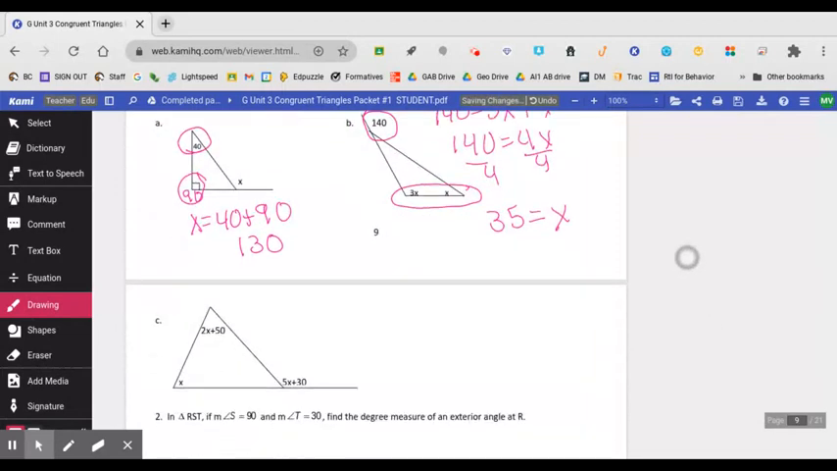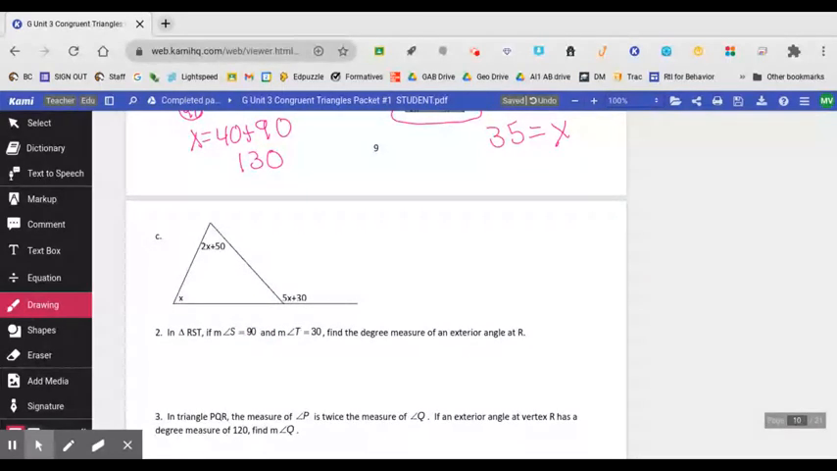So example C, our exterior angle is equal to the sum of the remote interior angles. It's equal to the sum of the two angles that are far away. So in this case, 5x plus 30 is equal to x plus 2x plus 50. It's equal to the two that are far away from it added together. So then we do that algebra.